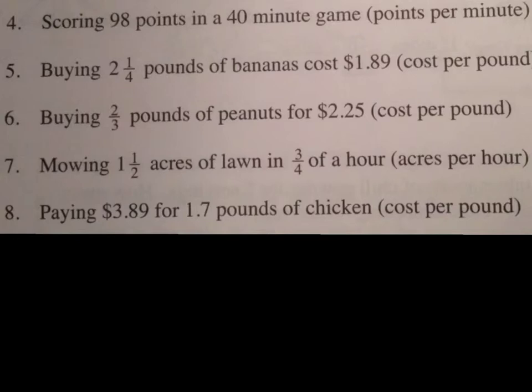Okay, so let's take a look at number 4 here. It says scoring 98 points in a 40-minute game, and we are looking for the points per minute. So I'm going to do my points divided by my minutes to figure out how many points that would be per minute. 98 divided by 40 gives me an answer of 2.45. Don't forget your label. Points per minute. Awesome.